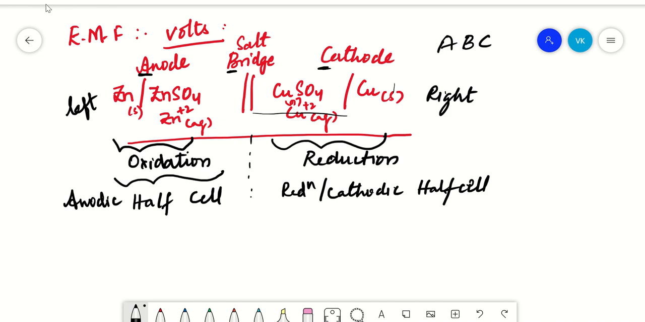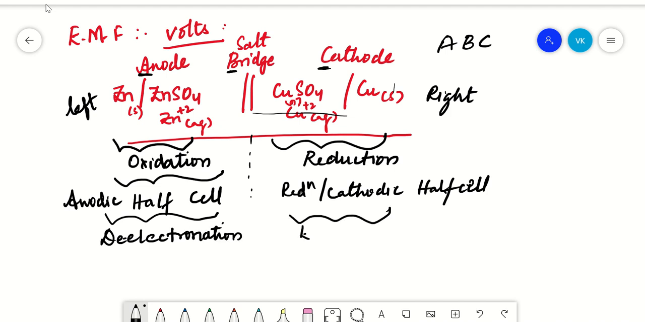Now, what is taking place? Oxidation. We call oxidation loss of electrons. So, we can also call this the de-electronation half cell, and we also call the other the electronation half cell. We are adding up electrons, or gaining of electrons takes place here.